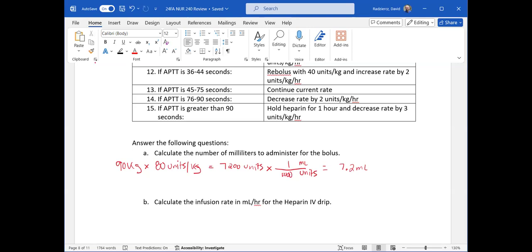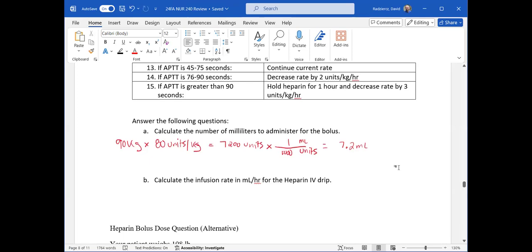So as a challenge, what I would tell you to do is take your weight, your significant other's weight, your kid's weight, your parents' weights, a friend's weight, convert it from pounds to kilograms, and then calculate a bolus, calculate an infusion rate. And if you want to make sure you did it right, just email me the weight you used, and then I'll tell you if you got the right answer or not.